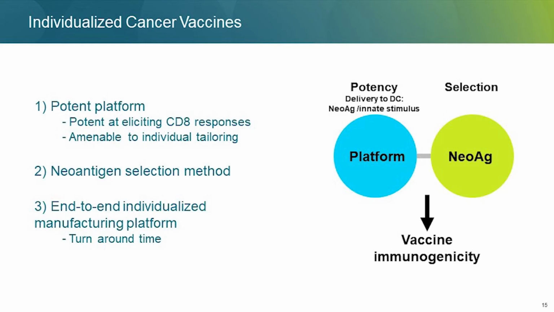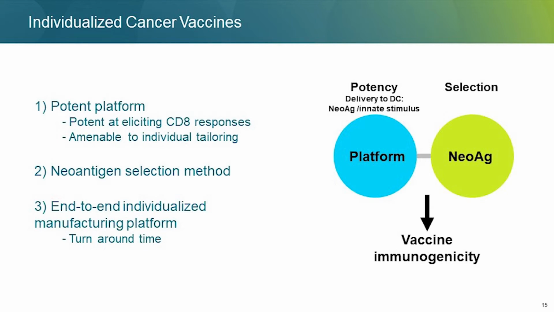So what are the components that are critical for individualized cancer vaccines? Well, we need a potent platform. We need a platform which is good at eliciting CD8 T-cell responses. But we also need a platform which is simple and amenable to individualized tailoring. We also need to have a good neoantigen selection algorithm. And only if we have both a potent platform and an effective neoantigen selection algorithm will the vaccine induce immunity.